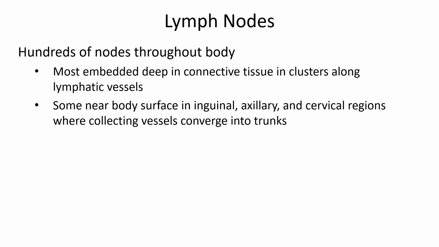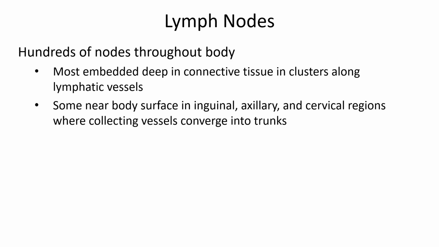Lymph nodes are going to be located all throughout the body. They're going to be located along our lymphatic pathways. They are going to contain lymphocytes. They're going to contain macrophages, which are going to be very important for destroying microorganisms. And when you look at them, they kind of resemble little beans. So they're bean shaped in nature.